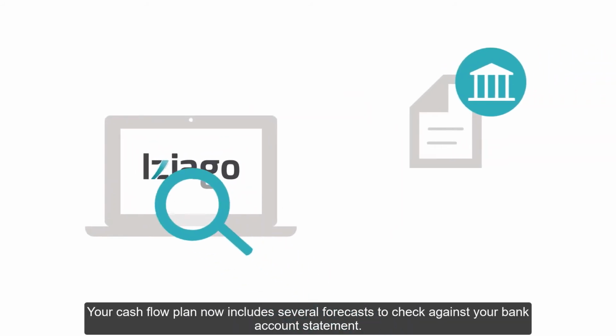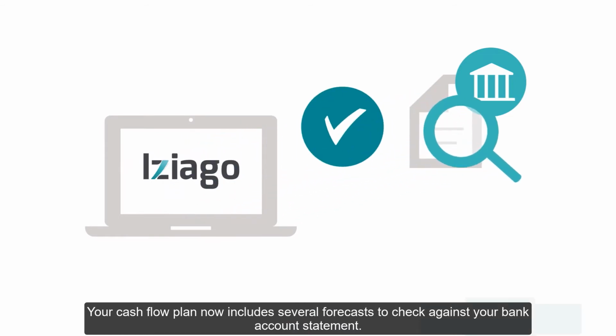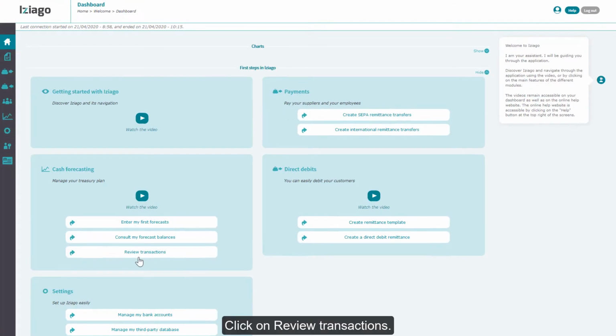Suppose a few days have passed. Your cash flow plan now includes several forecasts to check against your bank account statement. Click on Review Transactions.